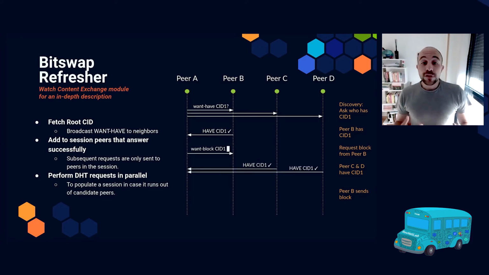In the meantime, we may be receiving have messages from some other of our neighbors, and we're going to keep these have messages because after we receive the root CID, from there on, we're going to add to our session all of the peers that have answered successfully, because if they have the root CID, it means that potentially they have the rest of the content. And instead of broadcasting and interacting with everyone and all of our neighbors, from now on, we're going to interact exclusively with the ones that answer successfully to the discovery of the root CID.